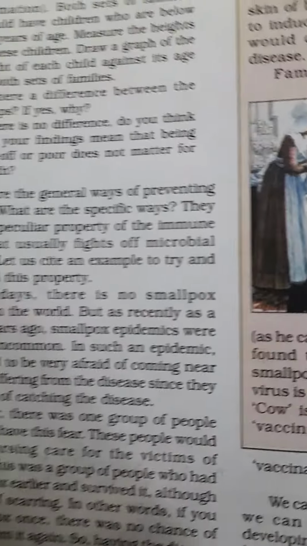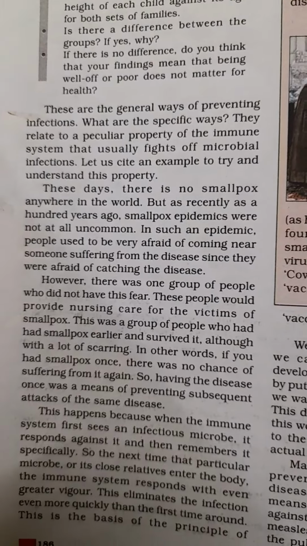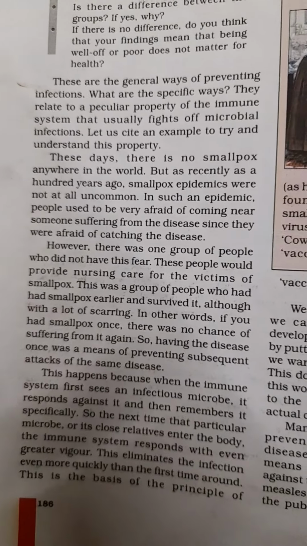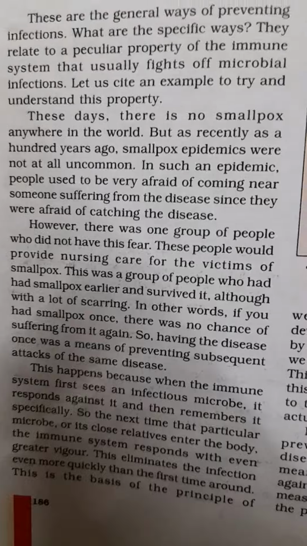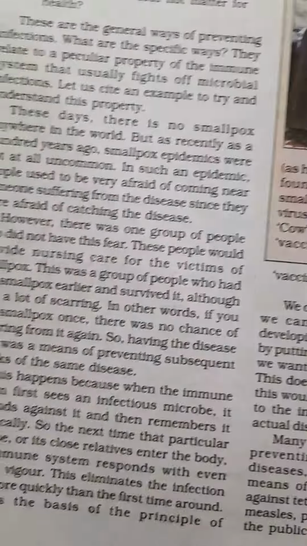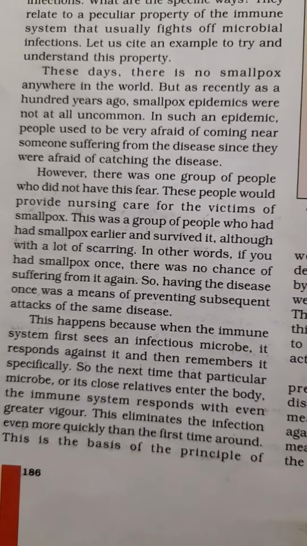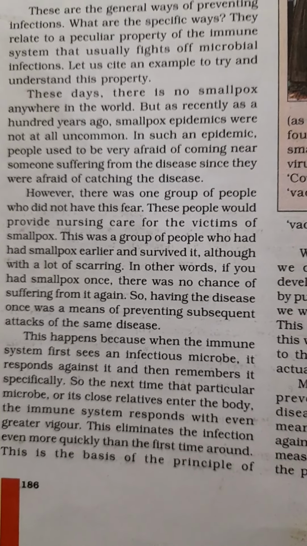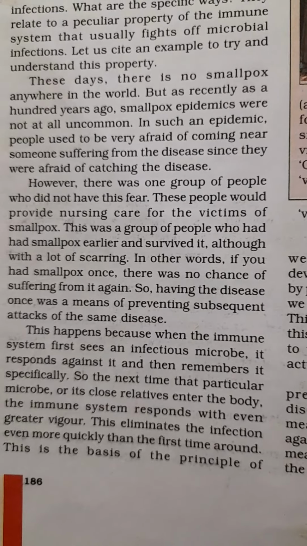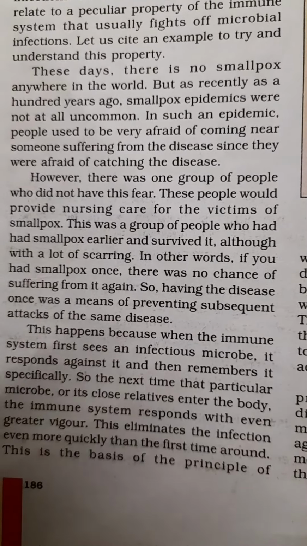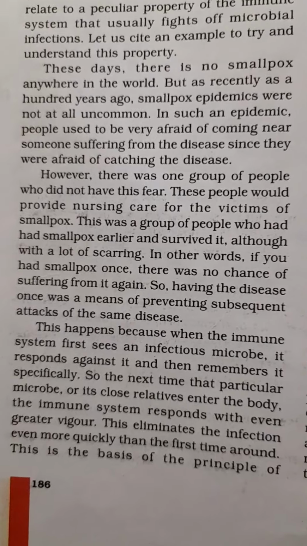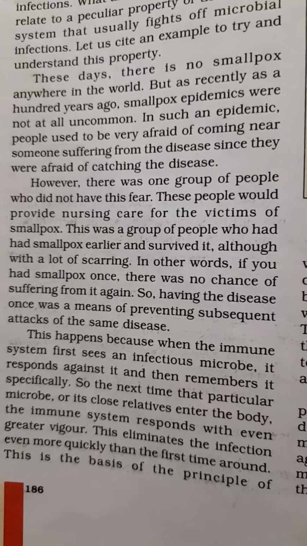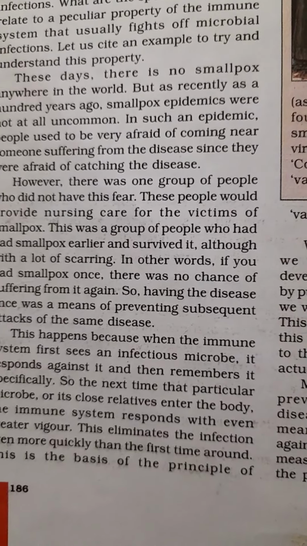So next, there are general ways of preventing infections. We talked about the general ways. So what are the specific ways? Let us see an example. These days, as you might know, there is no smallpox anywhere in the world. There are only 2 smallpox samples in certain labs in the world. But 100 years ago, smallpox epidemics were not at all uncommon. It was rampant everywhere.